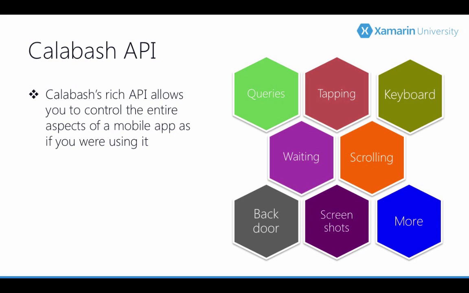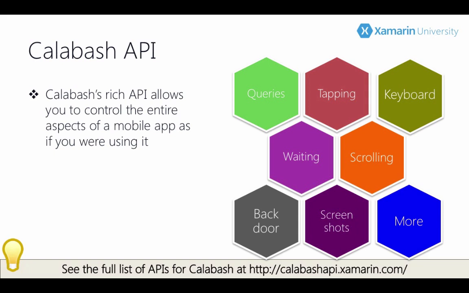We've also got APIs for taking screenshots while you're running the scenarios. And we also have assertion checks, so we can check that a particular condition is occurring and raise an exception if it isn't. And you can see the full list of APIs for Calabash at calabashapi.xamarin.com.